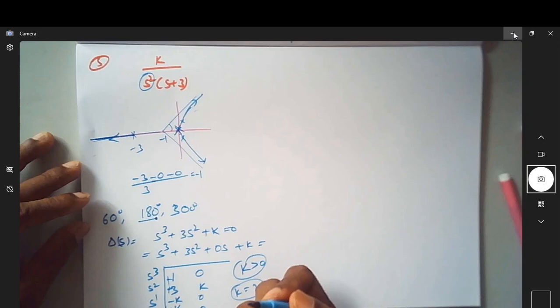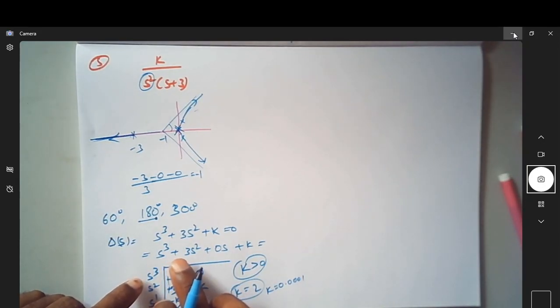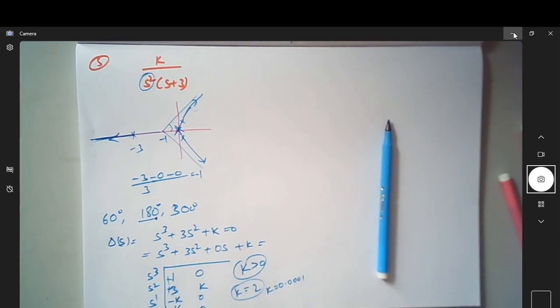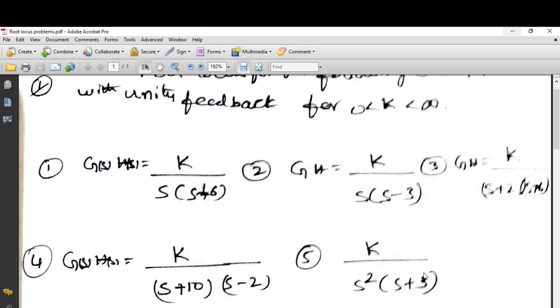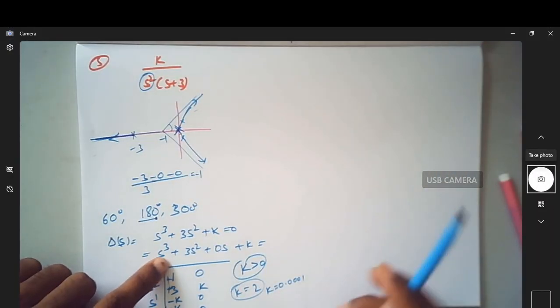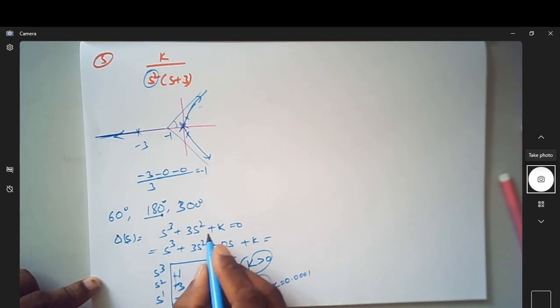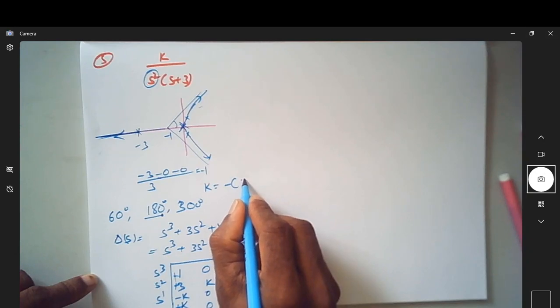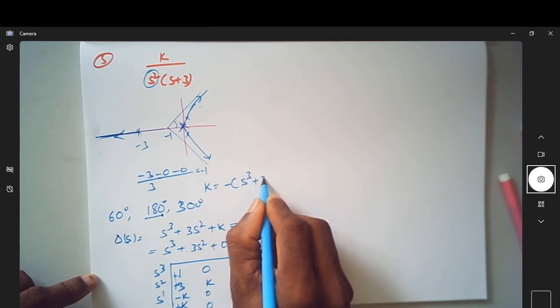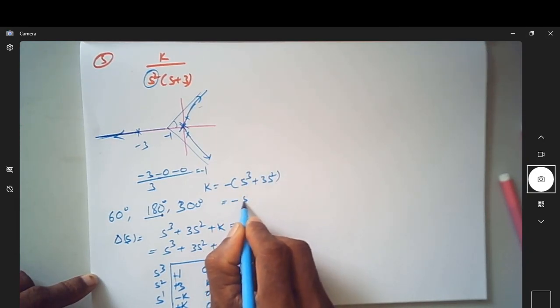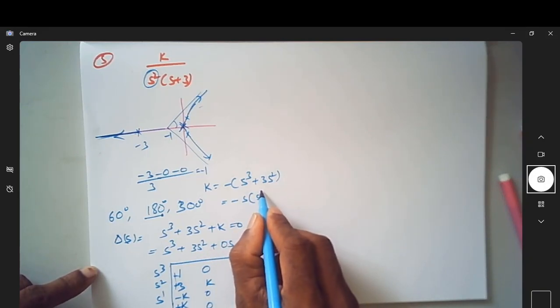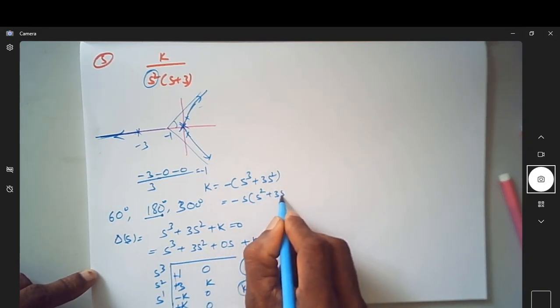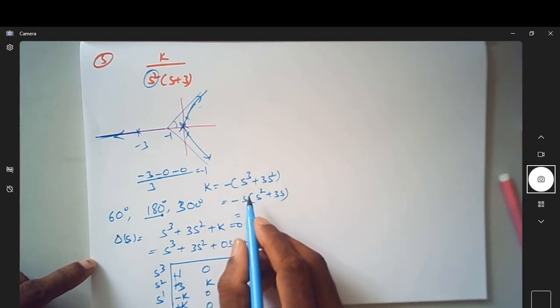Again, how do you justify the breaker point? And of course you can prove that one of the breaker points is at the origin. So from this you can write K is equal to minus of S cube plus 3S square, which you can write as minus S square into S plus 3. So from this we can clearly say that.